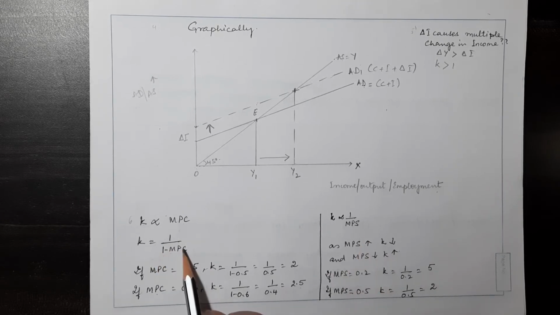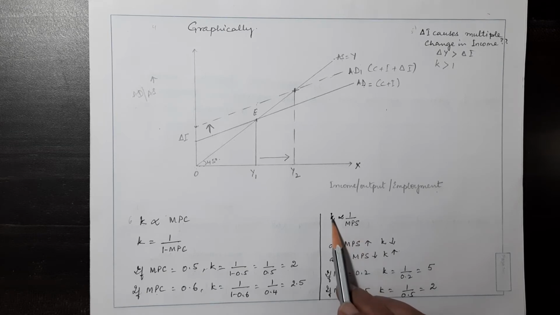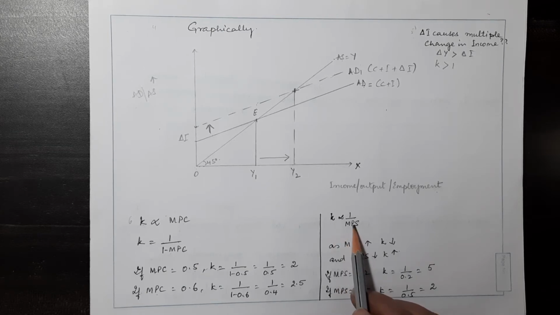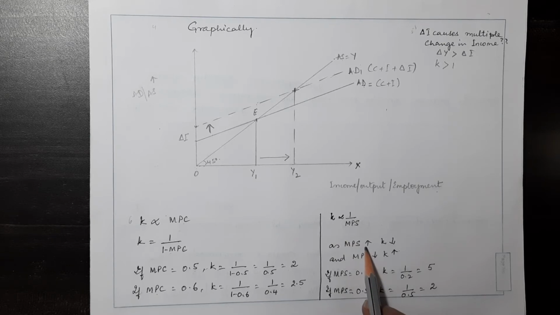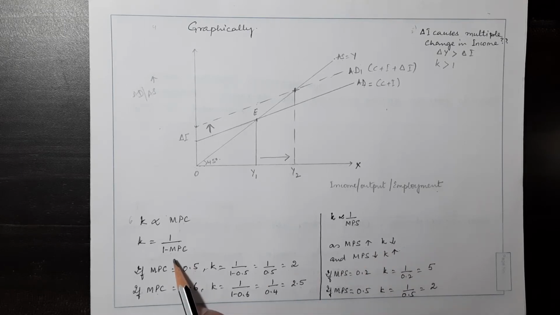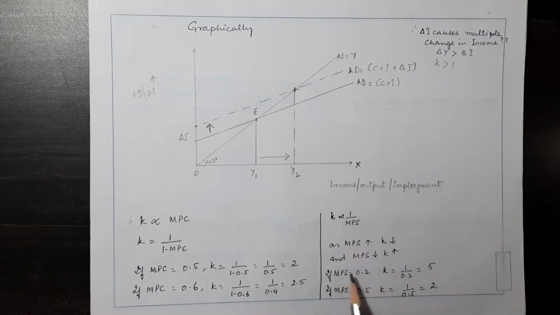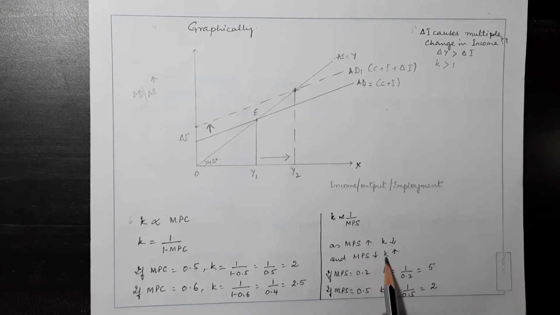And 1 minus MPC is MPS. So we find that K is inversely proportional to MPS. So as savings increase, the investment multiplier falls. So this is bad for an economy. An increase in MPC shows growth in the economy, whereas an increase in the marginal propensity to save is bad for an economy, right? So if MPS falls, the investment multiplier increases, and that is what we can see over here. If MPS is 0.2, then K is 5, and if MPS increases to 0.5, then K falls to 2, right?